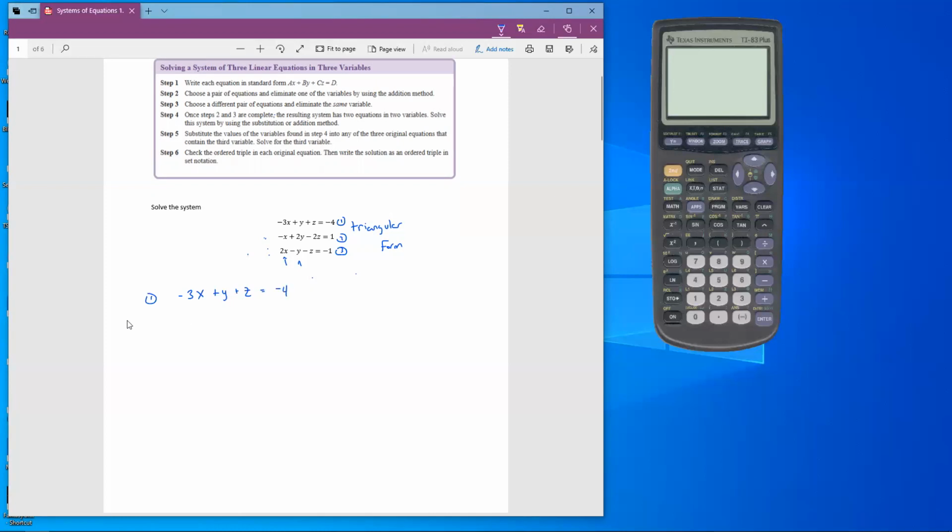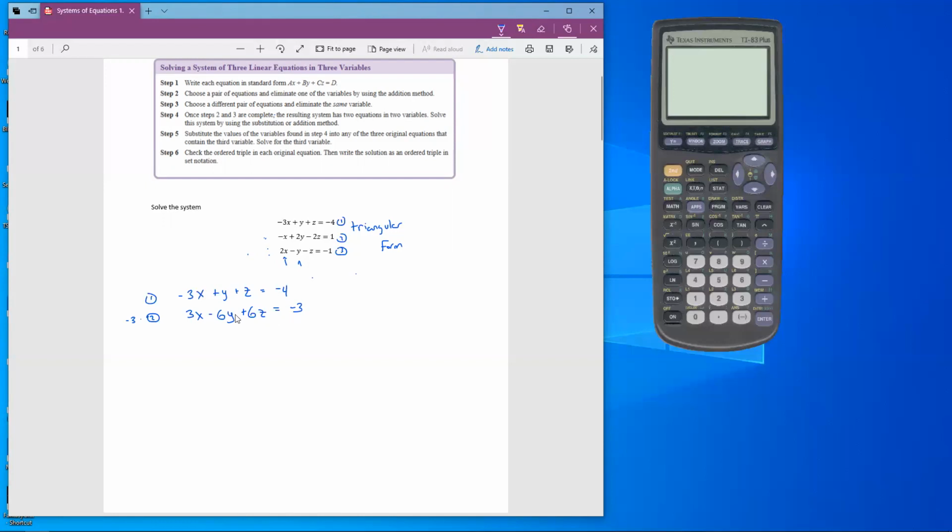And what I'm going to do is multiply negative 3 times equation 2. So negative 3 times equation 2 will give me a positive 3x, negative 3 times negative 1 with a minus 6y and a plus 6z. Don't forget the right-hand side. I know that's very common. So we're going to end up with negative 3 on the other side here.